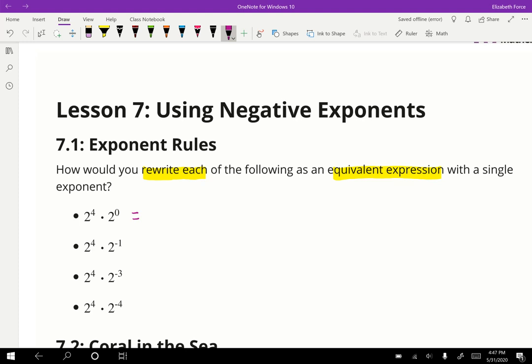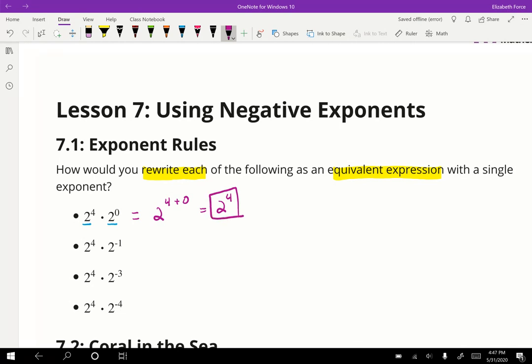So because we're multiplying, we want to go back to our rules. When you're multiplying the same base, the base for both of these is 2. When you're multiplying the same base, you're just adding the exponents. You're not multiplying the bases, you're just adding the exponents. So this is going to be the same as 2 raised to the 4 plus 0, which is the same as 2 to the 4th.